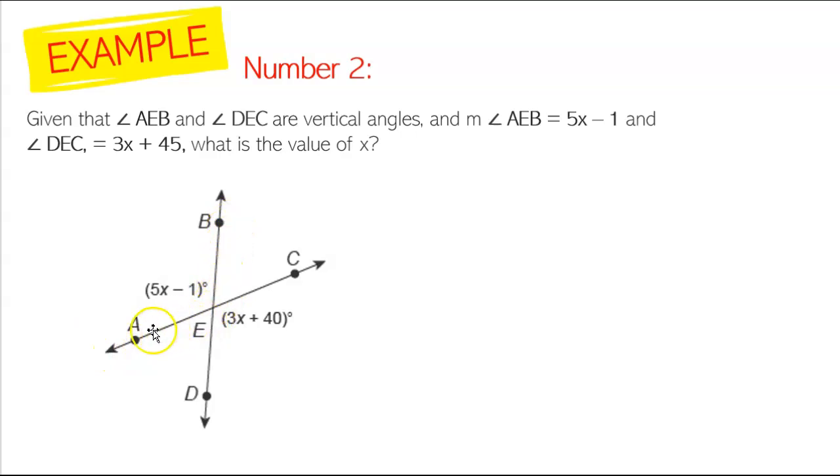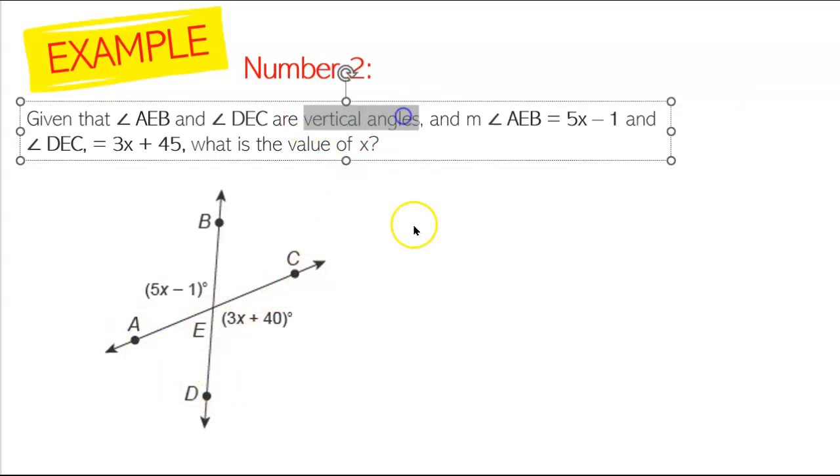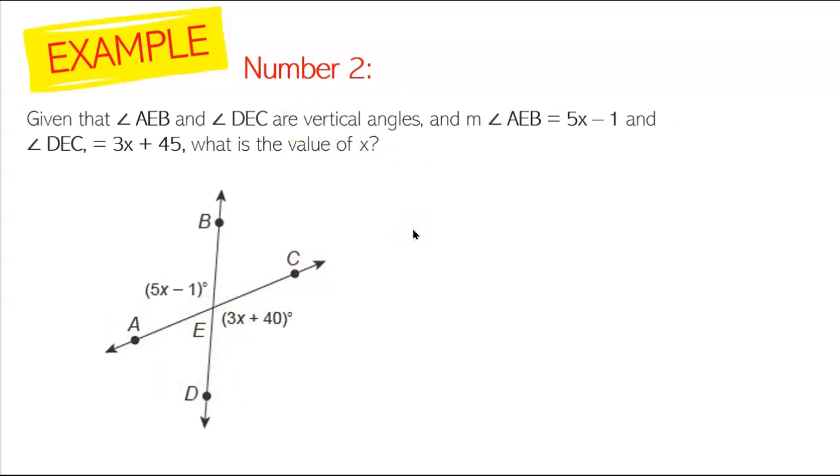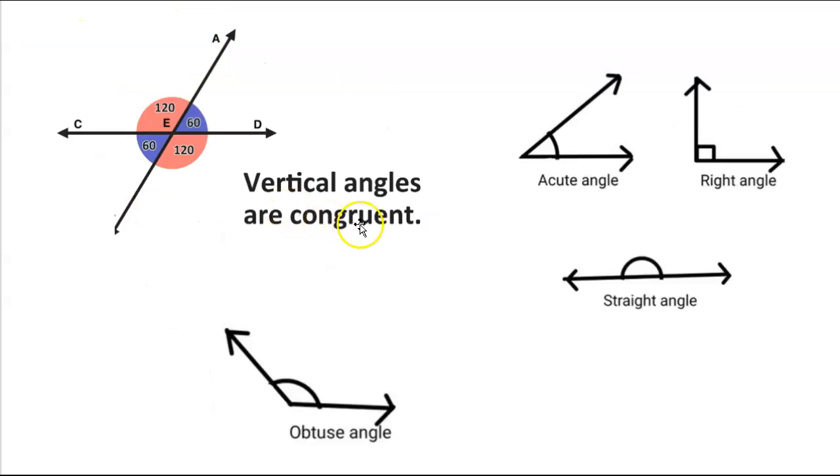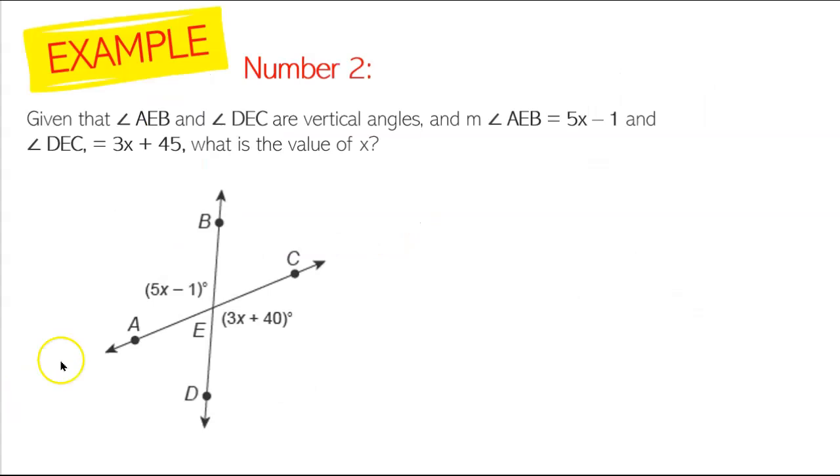Number 2 is a little bit of algebra, given that angle AEB, and where is AEB? AEB, this is this angle, and DEC are vertical angles. Big deal here is this vertical angles. All right, vertical angles are congruent. Remember this one, vertical angles are congruent. So we were given that these two are vertical angles. So think equal sign in between the two of them.